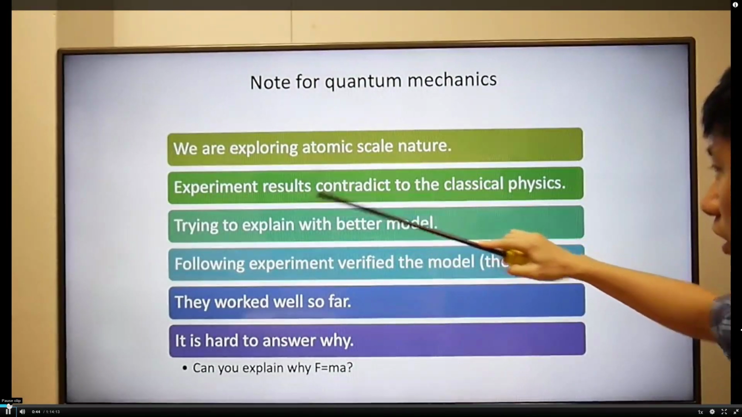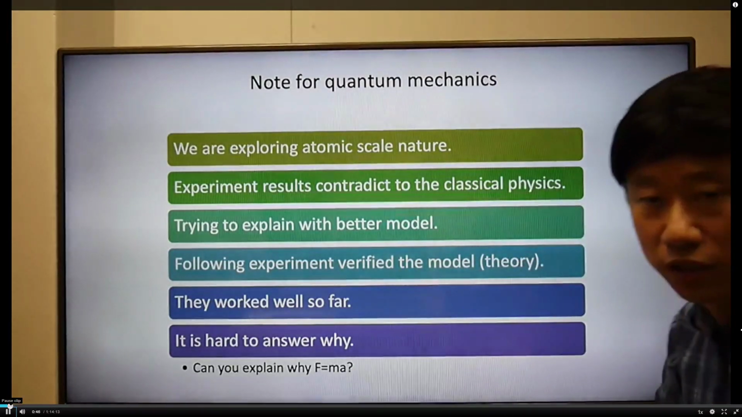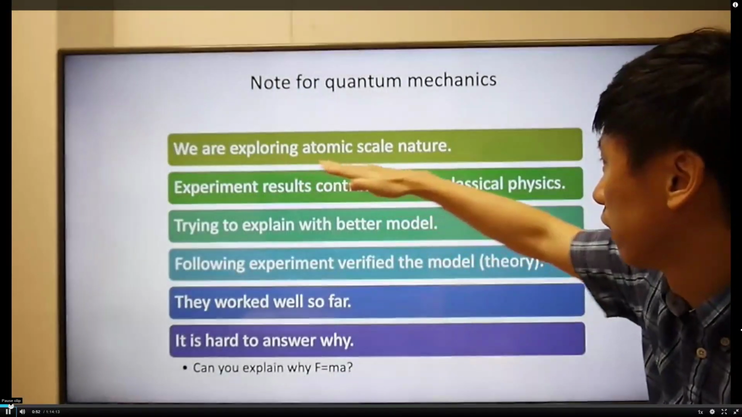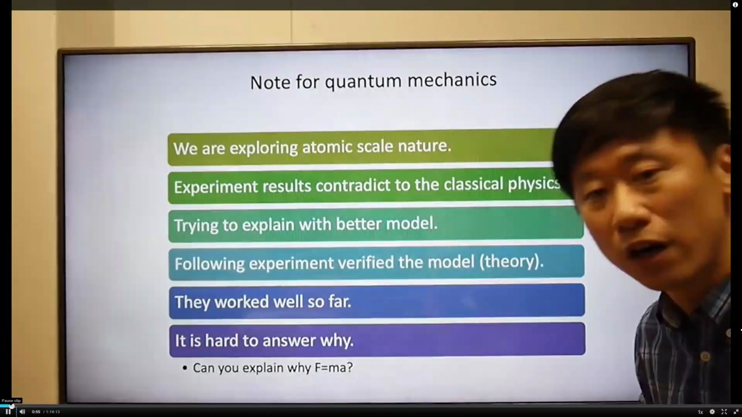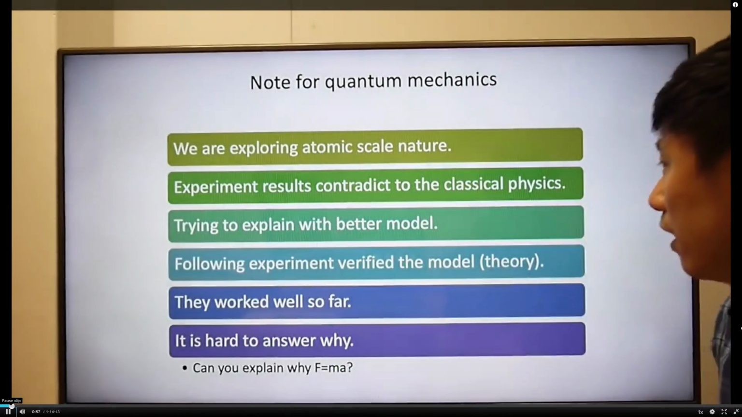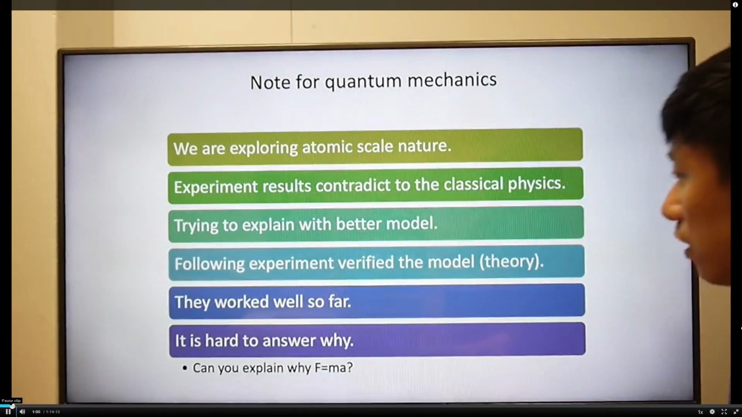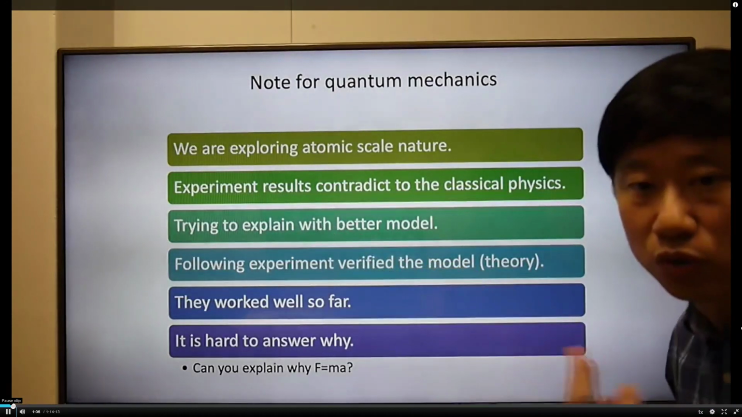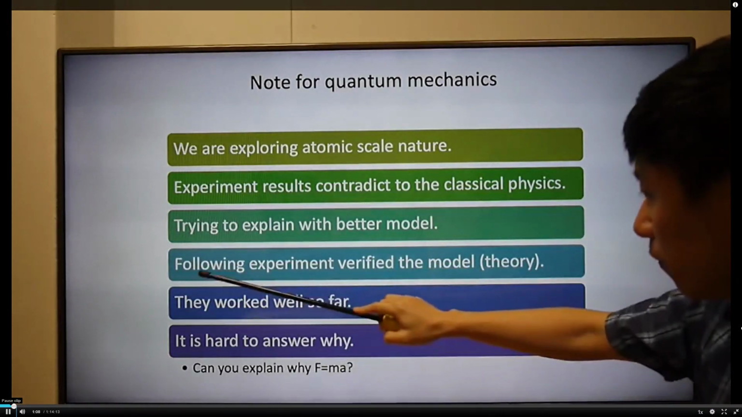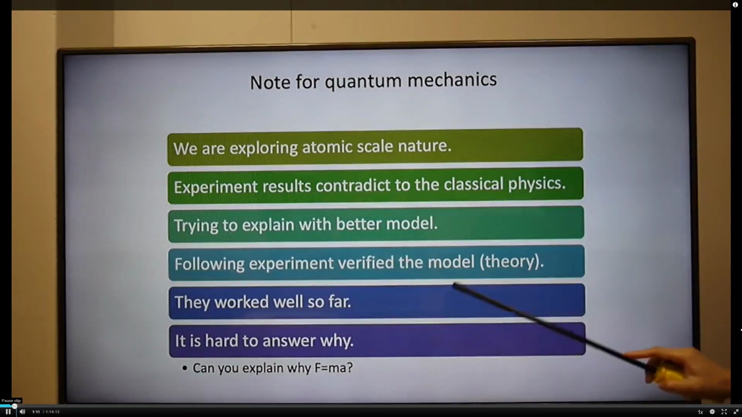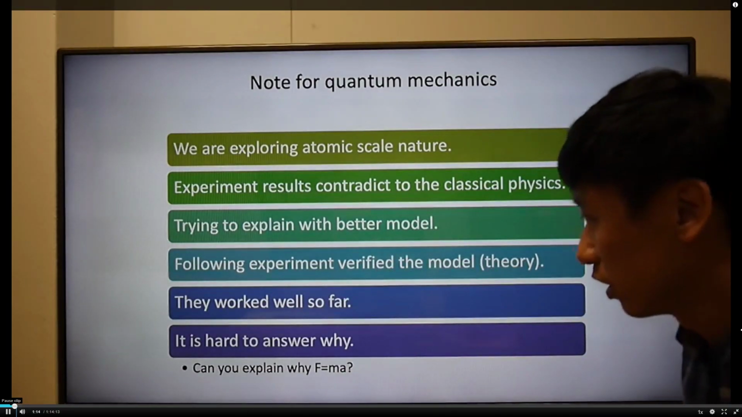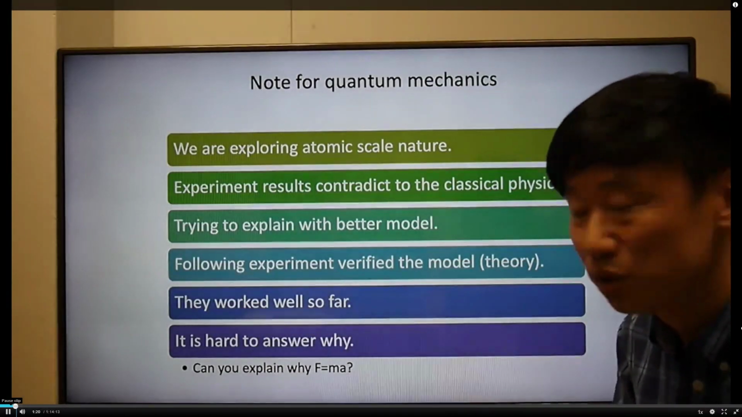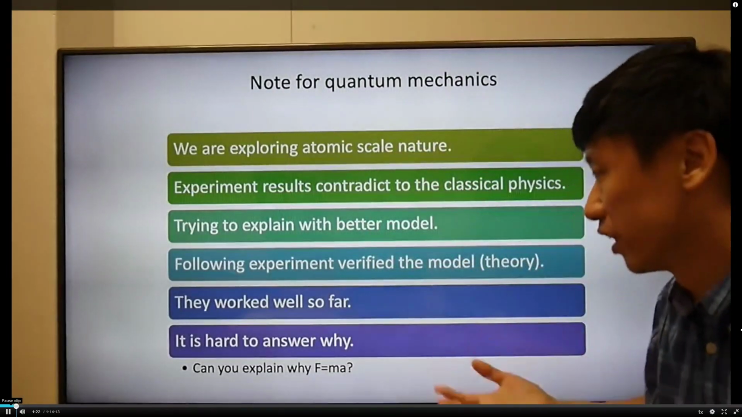The experiment results contradict classical physics. So we do the experiment at the atomic scale, and then what we found cannot be explained by classical physics. So we are trying to develop a new model to explain those new observations, and then the following experiments verify the suggested model or theory. So far they are working well, so now we are using those theories in real life.